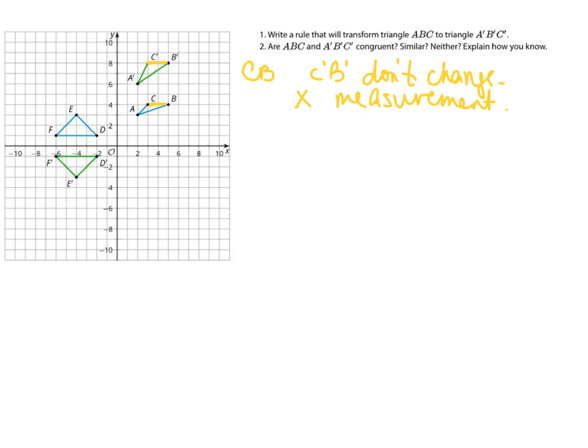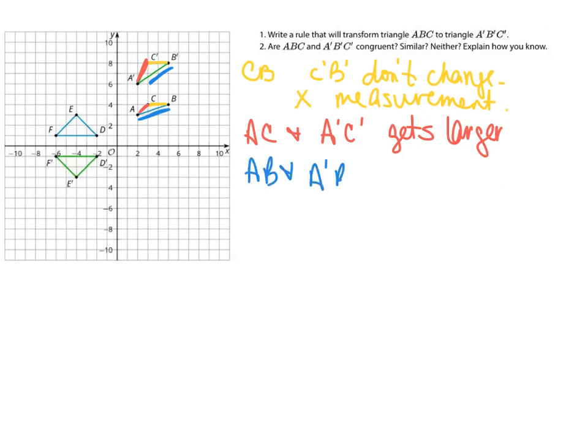Okay, now if we look at, let's change colors, AC and A prime, C prime, it looks like it gets larger. So those corresponding sides change in length. So that gets larger, all right? And the diagonal AB and A prime, B prime looks to be getting a little larger too.